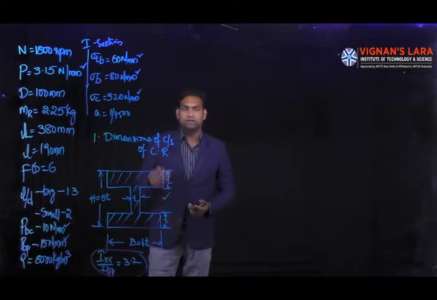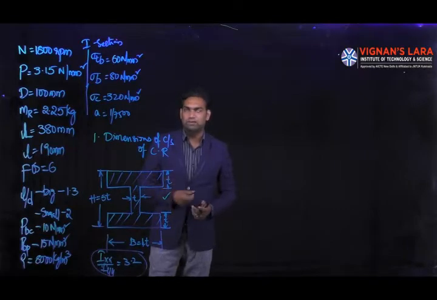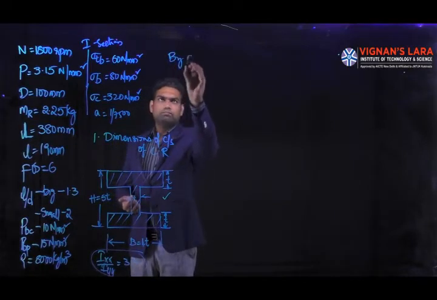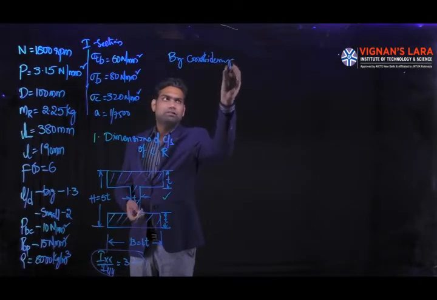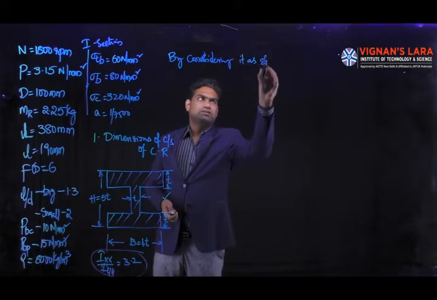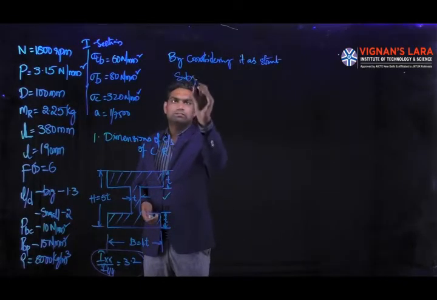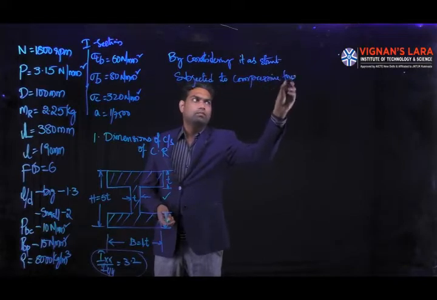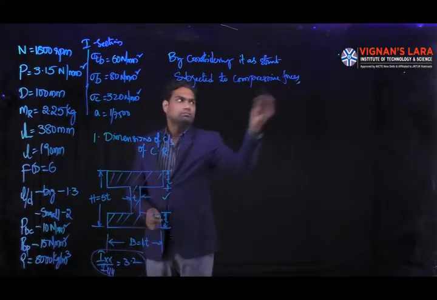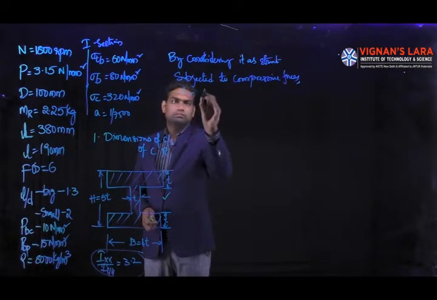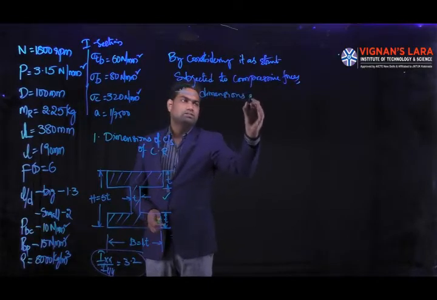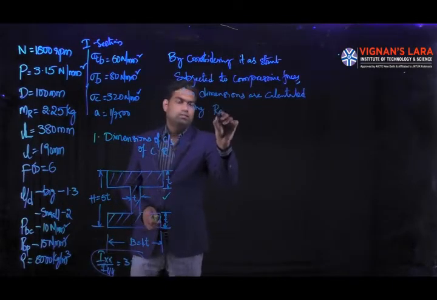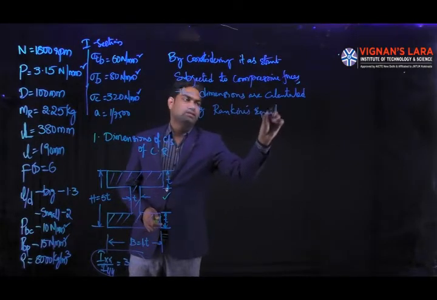So let us go into the design calculation, how these dimensions are calculated for the cross section. First of all, we can calculate the dimensions of the connecting rod by considering it as a strut subjected to compressive forces, and the dimensions calculated using Rankine's equation or Rankine's formula.